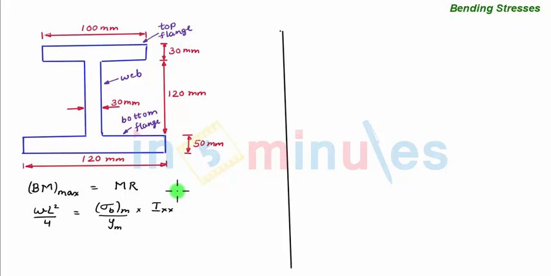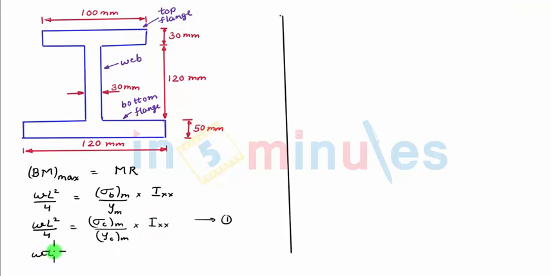So this we can write as WL square by 4 equal to sigma C max upon YC max into Ixx, or WL square by 4 equal to sigma T max upon YT max into Ixx. So to determine the intensity of loading W as well as maximum compressive and maximum tensile stress, we need to find out YC max and YT max.